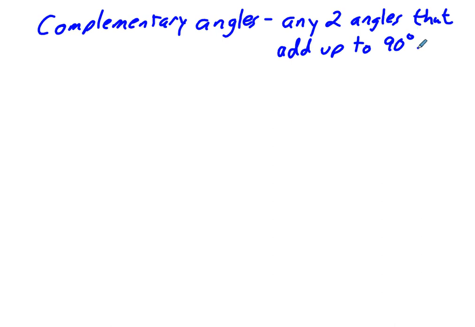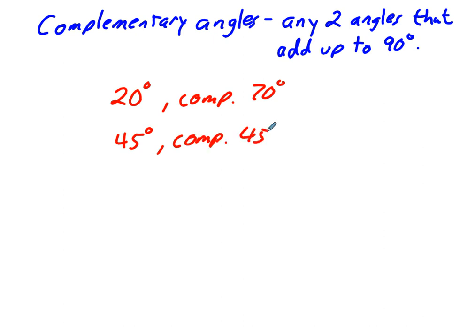So we talk about the complement of a certain angle. What would be the complement of 20 degrees? The complement would be 70 degrees, because 20 plus 70 is 90. What would be the complement of a 45-degree angle? Its complement would be 45 degrees, because 45 plus 45 is 90.